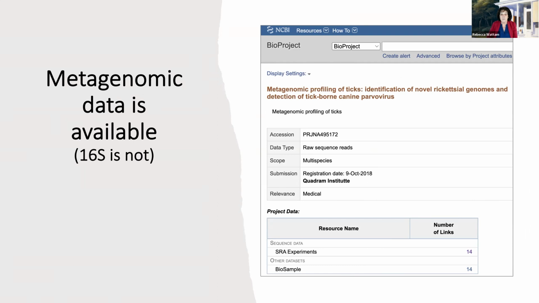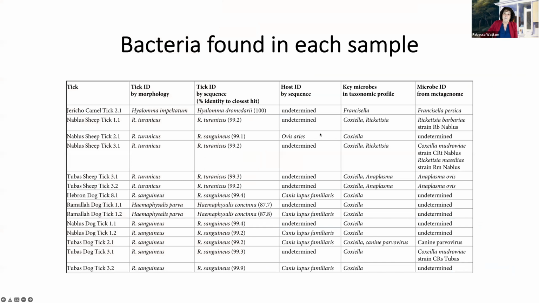So they have a bio project that consists of 14 experiments at the Sequence Read Archive, which I'll refer to as SRA from here on out. And I was able to look at all that data. Unfortunately, the 16S data is not available, so we couldn't look at that. They found bacteria in each of the samples.